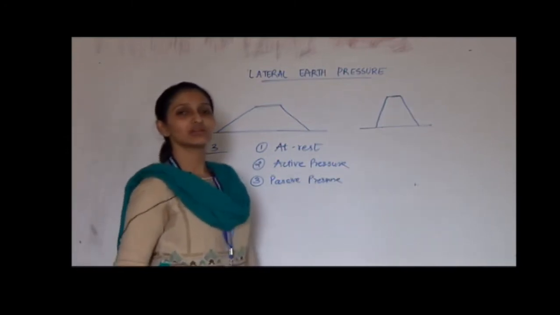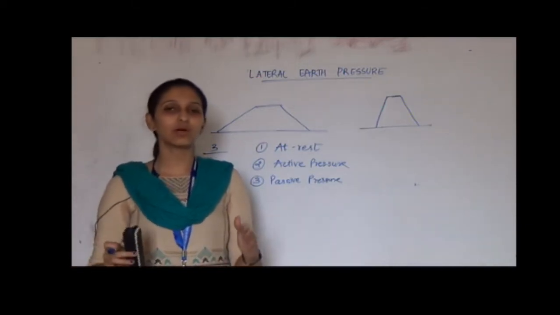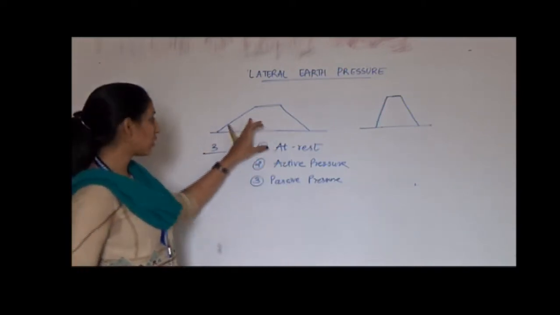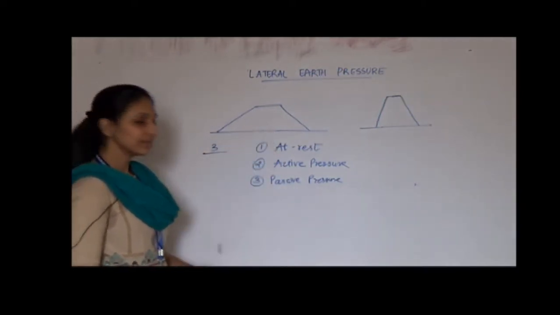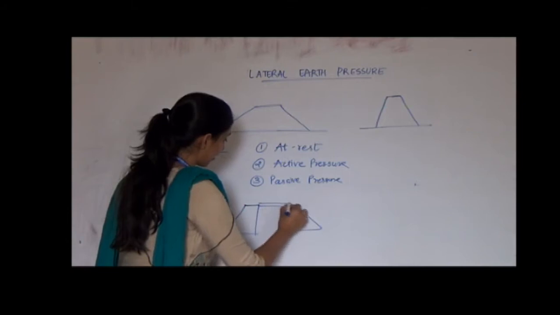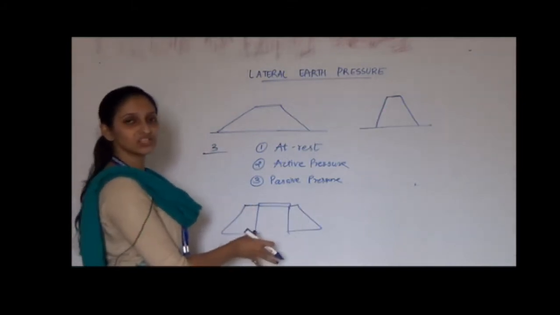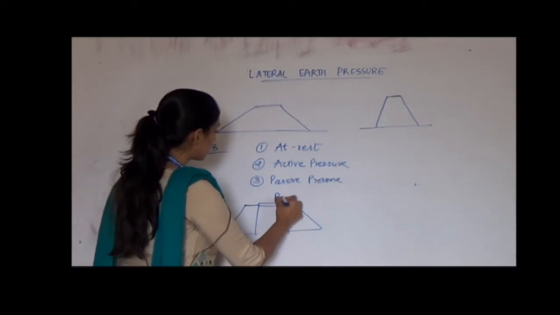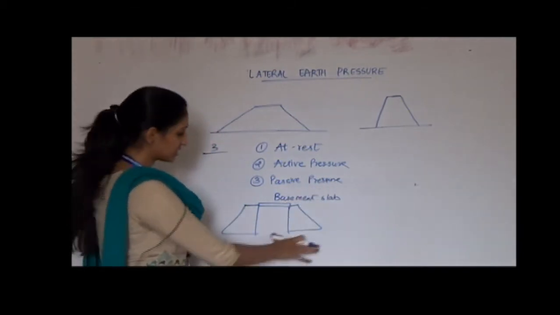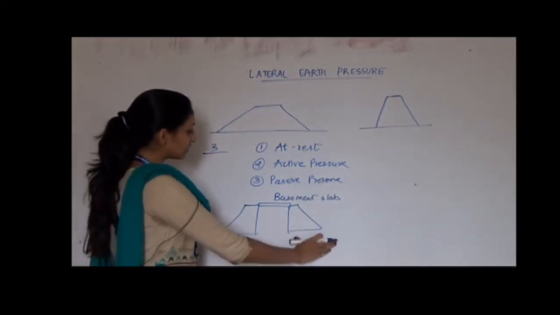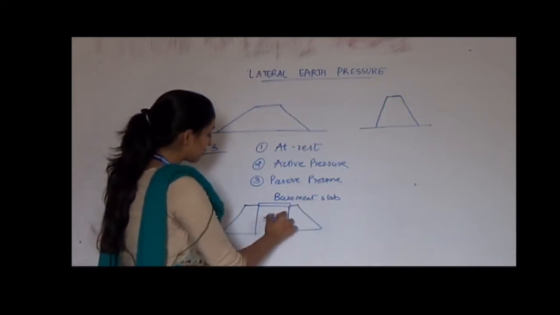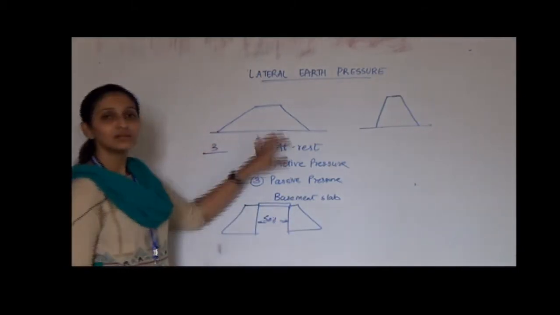At rest pressure occurs only when the soil is very stable, or there is no movement or no rotation. In that case the pressure exerted is called at rest earth pressure, and the retaining walls are also very stable and restrained against rotation or any movement with the help of a basement slab. This is an example of a basement, where the basement walls are restrained with the help of the basement slab, and the soil pressure exerted on these walls is earth pressure at rest.